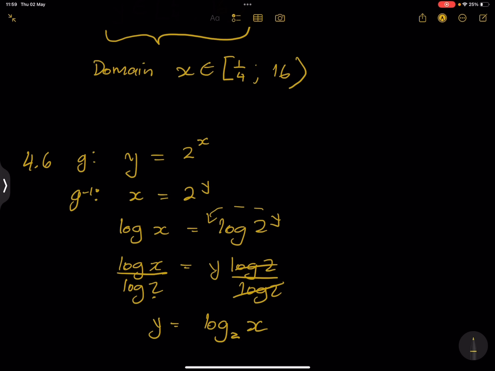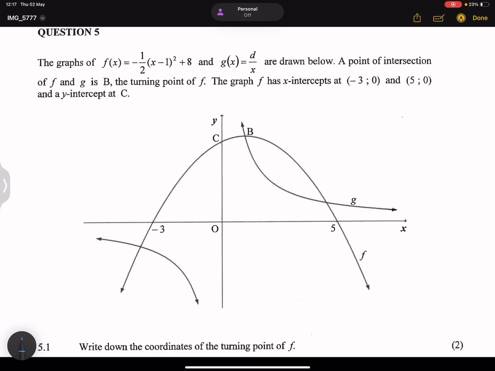Let's go to the next section. And so we begin with question 5. They say the graphs of f of x, which is minus 1 over 2 times (x minus 1) all squared plus 8, and g of x equals d over x are drawn below. A point of intersection of f and g is B. The turning point of f, the graph of f, has an intercept at (-3, 0) as well as at (5, 0), and a y-intercept at C.